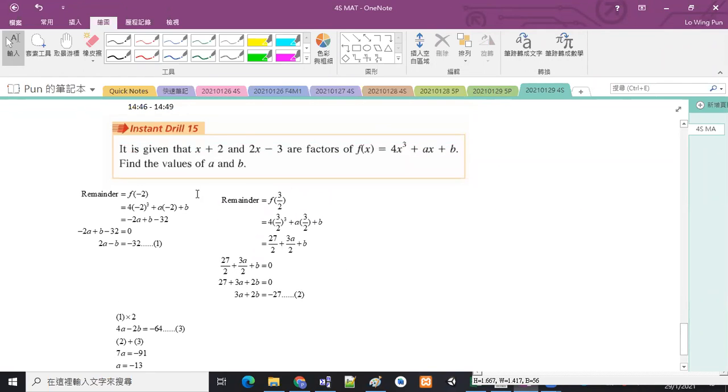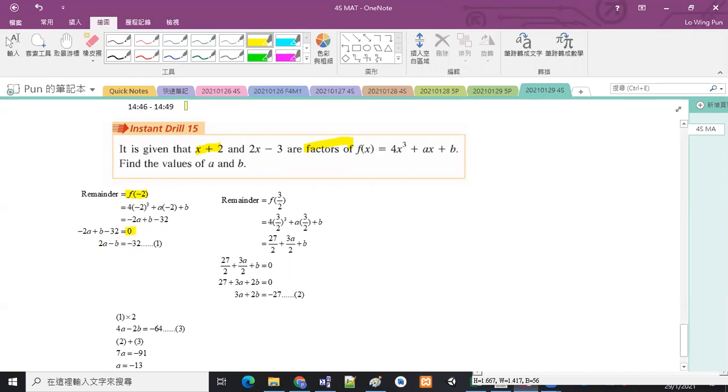Okay, let's check the answers. So it is given that x plus 2 and 2x minus 3 are factors of f(x). Find values of a and b. So we have two factors, right? Two factors. x plus 2 is a factor, which means that when f(x) is divided by x plus 2, the remainder is equal to 0. So the remainder is f(-2), and put it to be 0.